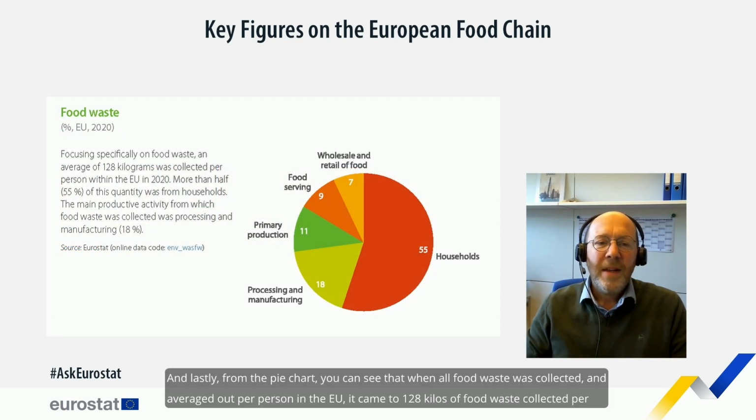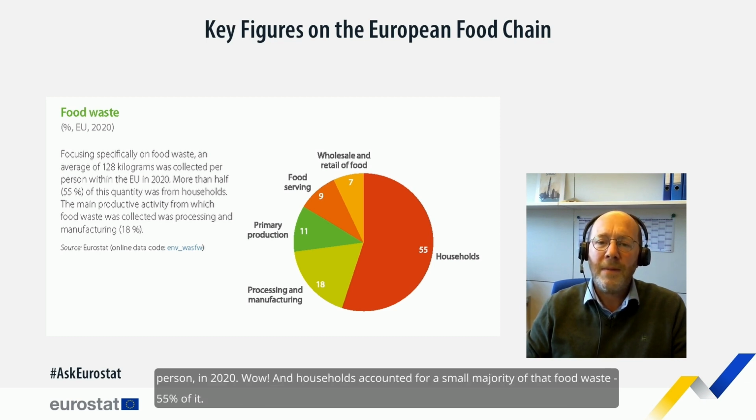And lastly, from the pie chart, you can see that when all food waste was collected and averaged out per person in the EU, it came to 128 kilos of food waste collected per person in 2020. Wow. And households accounted for a small majority of that food waste, 55% of it.